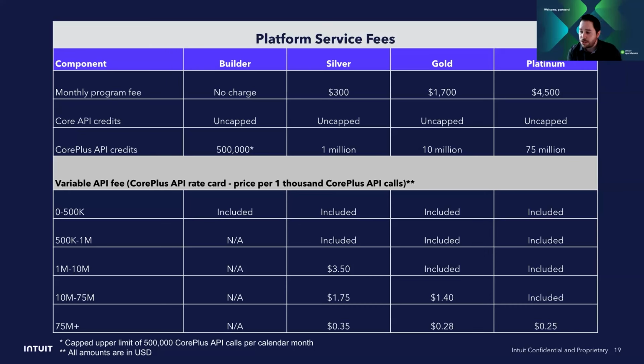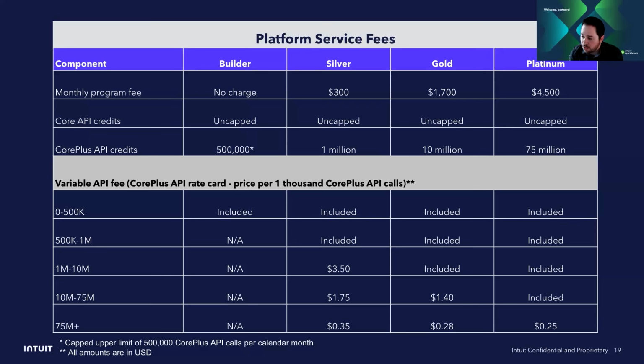For partners looking to expand their usage and unlock benefits, you may wish to subscribe to our first paid tier, which is Silver. This provides additional credits, so an additional 500,000 for a total of 1 million Core Plus API credits. Rather than blocking any additional calls entirely, any Core Plus calls made above the included monthly credit will be subject to a variable API fee. And that's where that next component starts to come in.